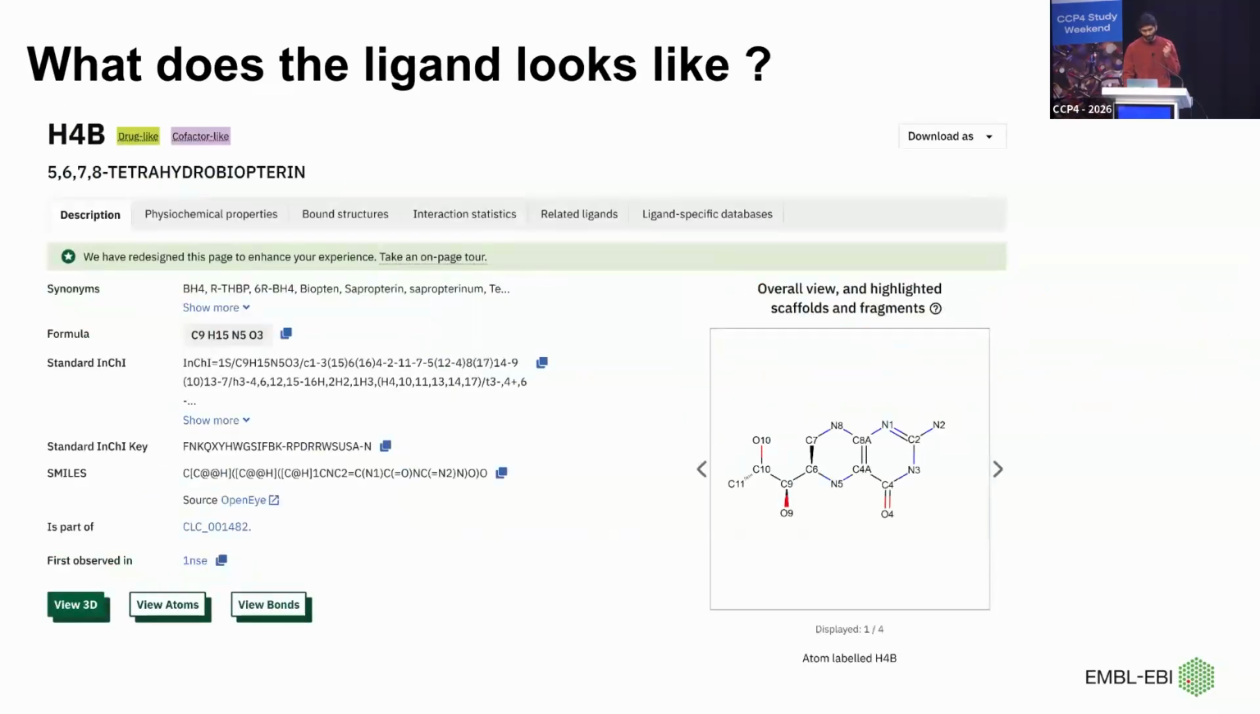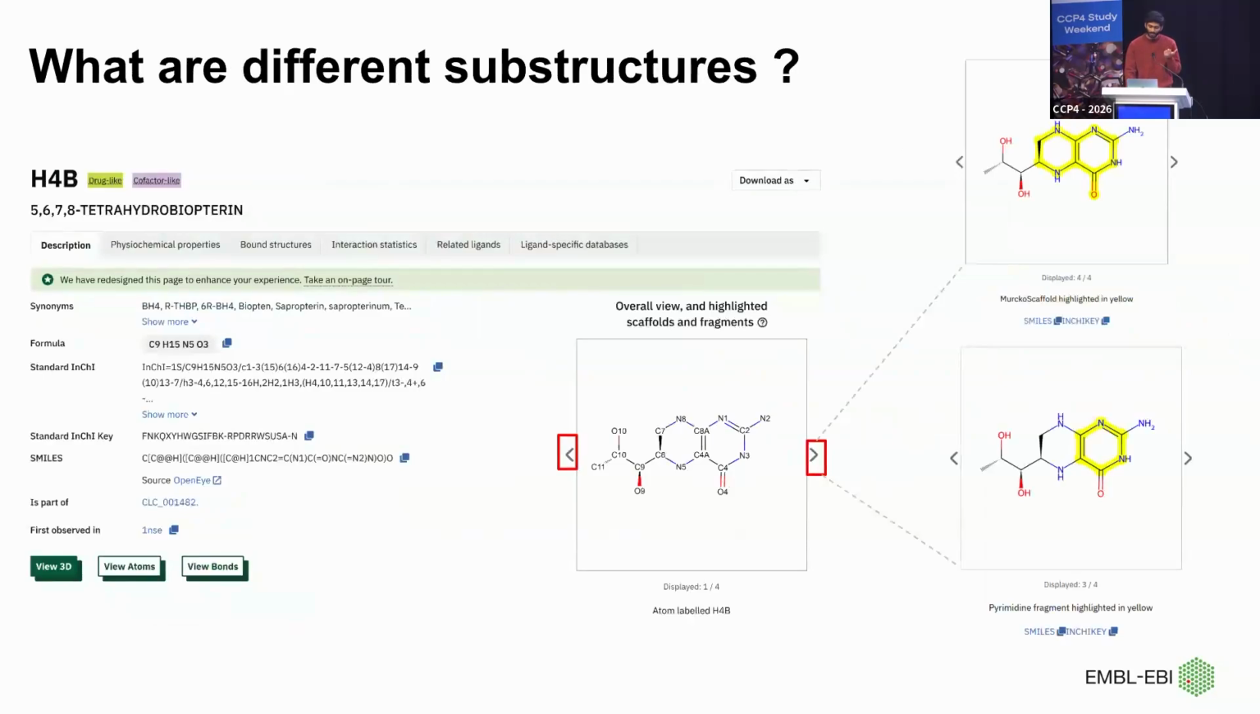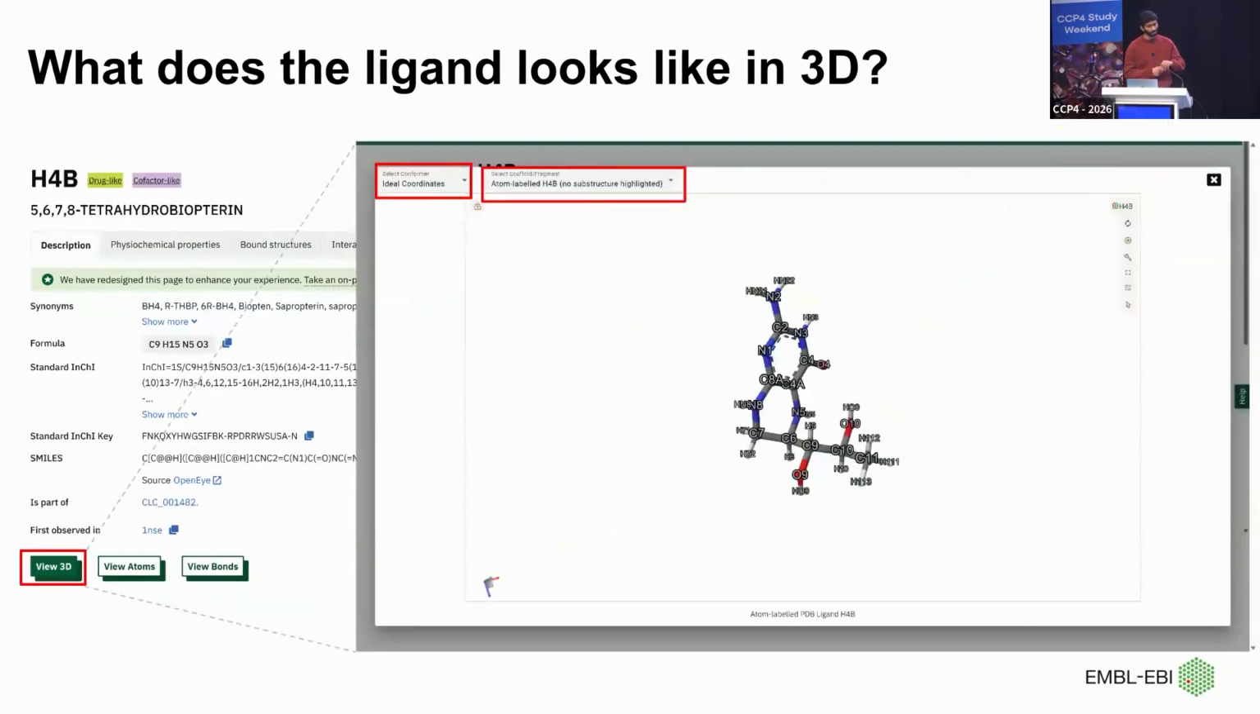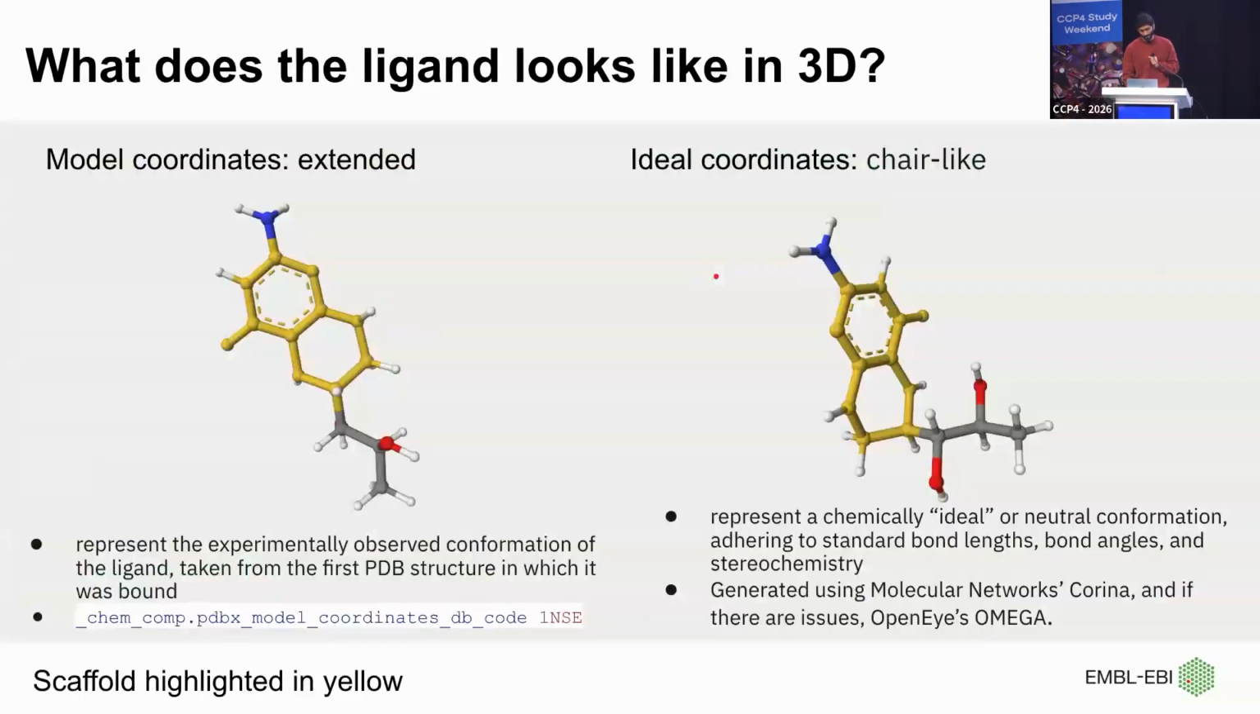And now, if you want to know what are the different type of substructures present in the ligands, you can navigate to the carousel to see. We highlight some of the pyridine and macroscopol, which are all calculated using aggregate. So we use the tool I mentioned, CCD utils, to calculate them, but then we provide this information through the web server. And if you want to know how the ligand looks in 3D, you can go to the view 3D. It shows both ideal and model coordinates of the ligand.